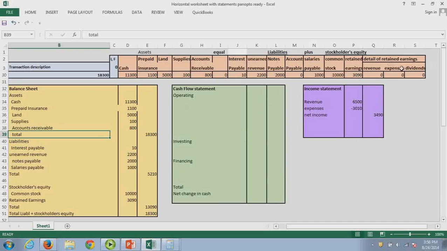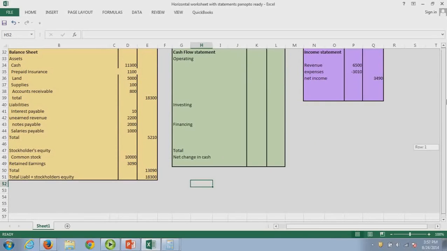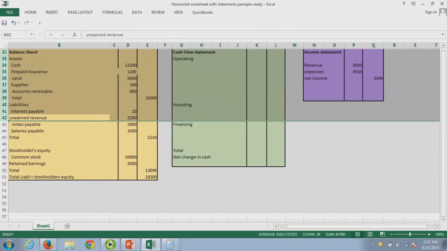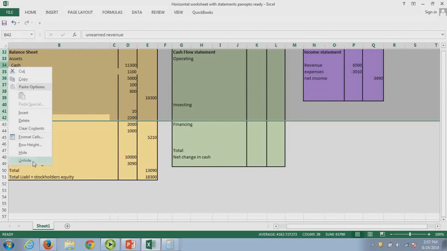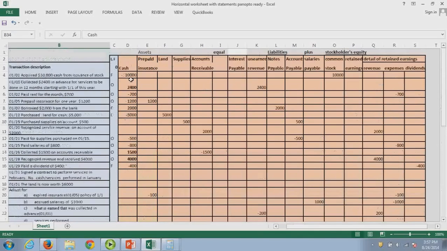So the income statement's pretty straightforward from the totals, balance sheet, same deal. Cash flow, a little more involved. So I've got to put some stuff back here so we can see the cash column. When you do the cash flow statement, you want to be sure you're looking at the cash column. Uh-oh, what did I do? Made it worse, didn't I? Alright, let me see if I can find it. I thought I hit unhide, but maybe I didn't. Okay, there it is. So when you do the cash flow column, you really want to be there. The adjustments you don't have to worry about because there shouldn't be any entries in the adjustment part.